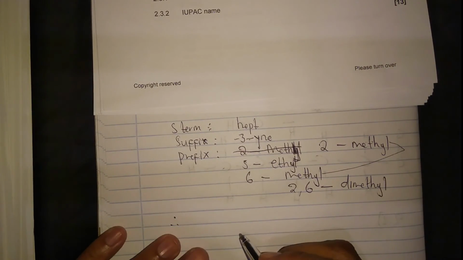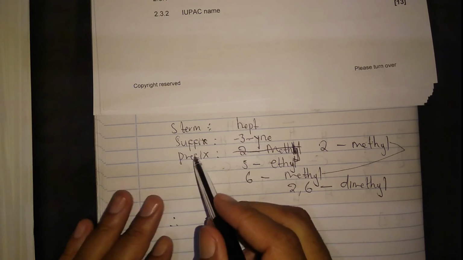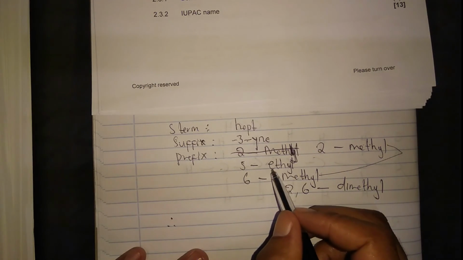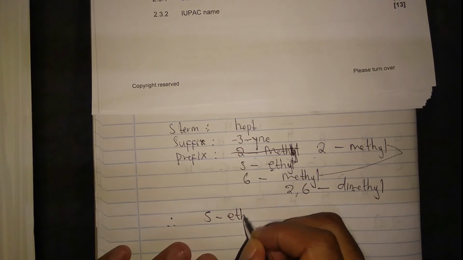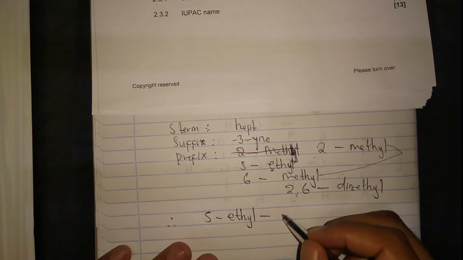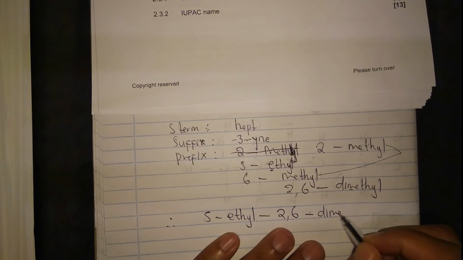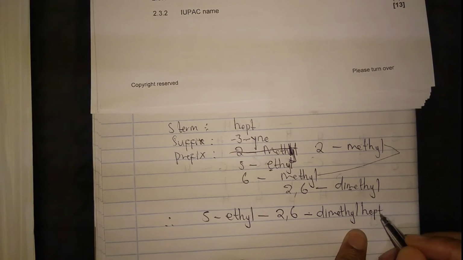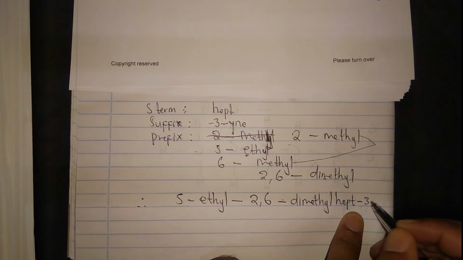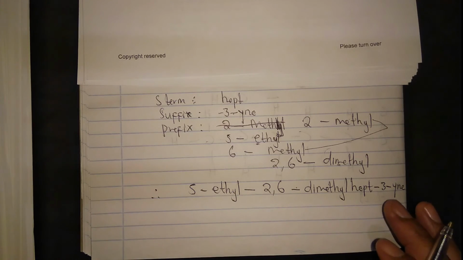So therefore the full name is as follows. Remember, we must arrange the branches alphabetically in the prefix part of the name. So we start with E, followed by M, ignoring the di and the tri. So therefore it will be 5-ethyl-2,6-dimethylhept-3-yne. So this is our final answer.